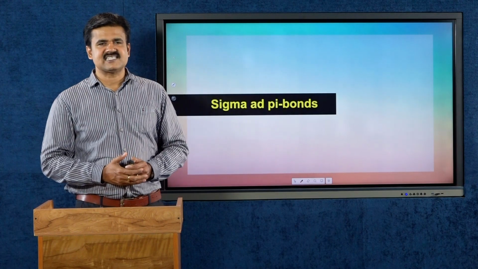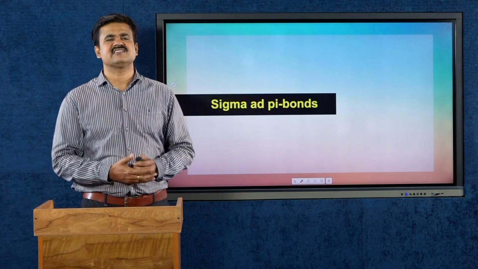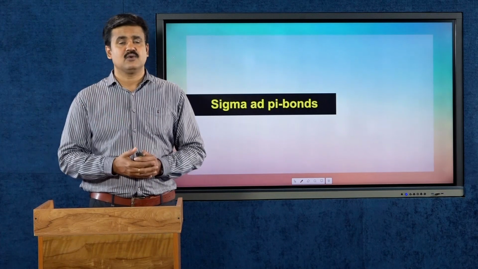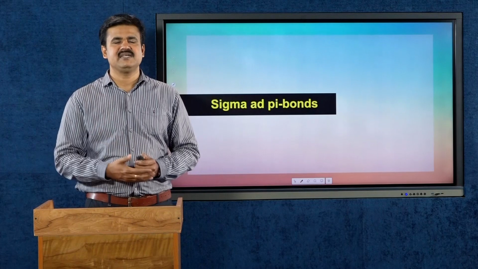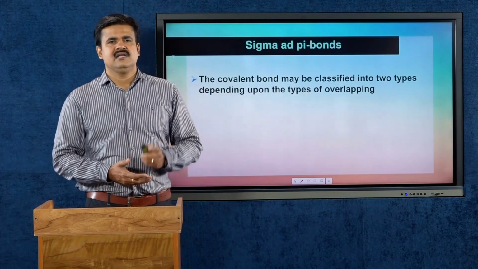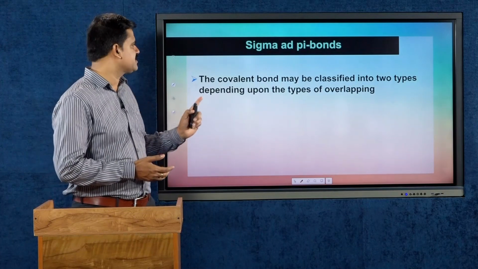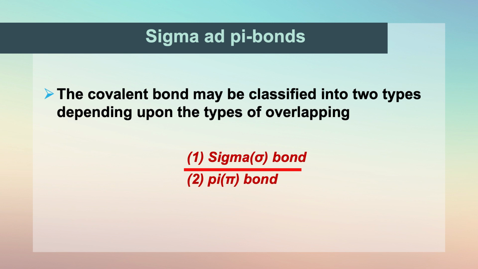Now we are discussing sigma and pi bonds. You are very much familiar with the sigma bond and pi bond, and now we are entering into more details of the sigma and pi bond: their formation, their strength, their stability, etc. The covalent bond may be classified into two types depending on the type of overlapping. They are the sigma bond and the pi bond.